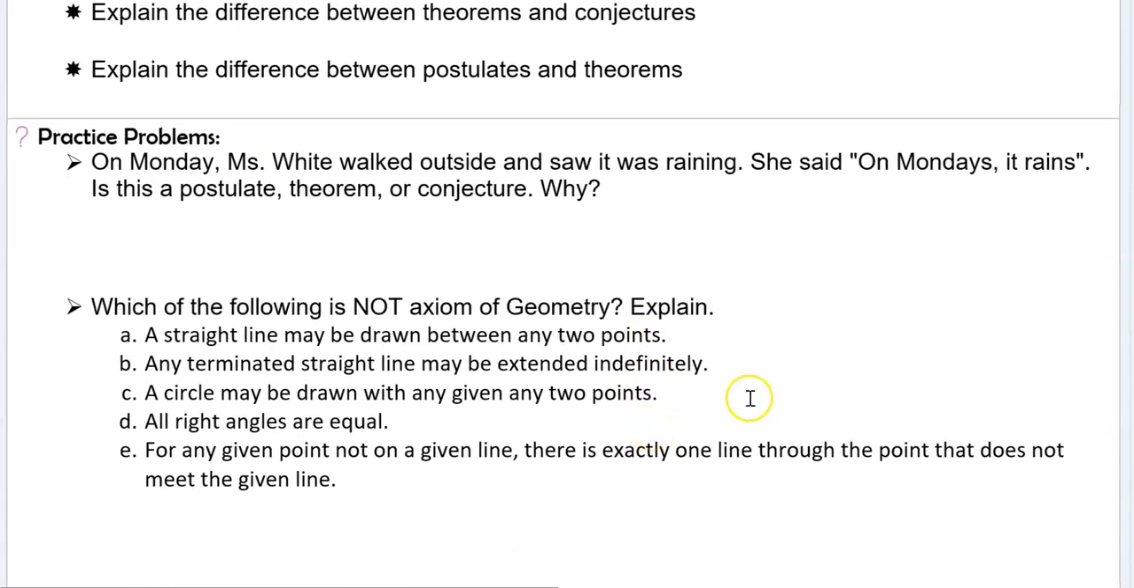So in the last part of the notes, I ask you to explain the difference between theorems and conjectures, and explain the difference between postulates and theorems, and then try these examples. This time we're going to pause the video so that you can think about these ideas and apply them to these 4 questions. So try these 4 questions on your own.